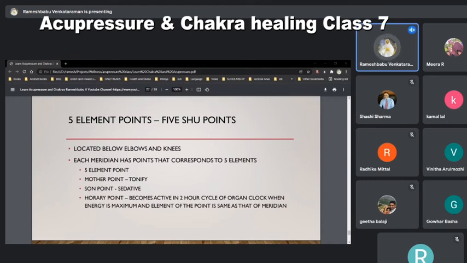Okay, so Lung 1, this is the alarm point. So what is an alarm point? We already discussed, right? If there is a problem in the lung, if you press here, you will get a pain. That is why it is called an alarm point. Lung 1 is the alarm point.